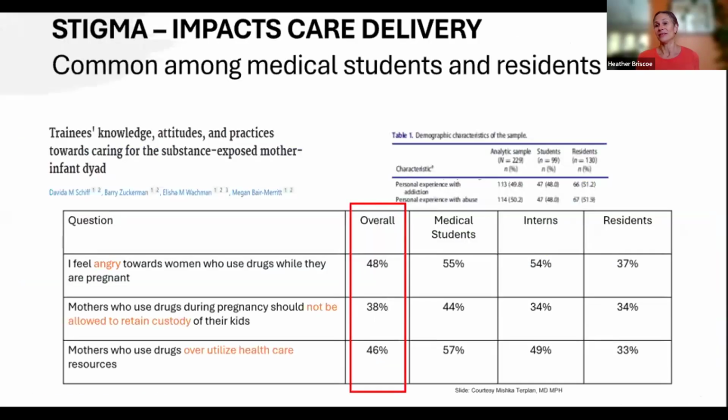And then there's stigma, if they do actually make it through the door, they overcome these barriers and show up. There is real stigma in how they are cared for in the clinical spaces. This is a study that looked at medical students and residents and how stigma came into play there. And it was impressive in that nearly half of these trainees surveyed felt actively angry towards women who use substances while they were pregnant and felt like they overutilized healthcare resources. Another 38% felt that they should not be allowed to retain custody of their kids. We did see that even in this study, it gets a little bit better over time as these trainees are exposed to the humanity of this circumstance, but we have a long way to go with teaching our trainees about substance use as a medical illness.